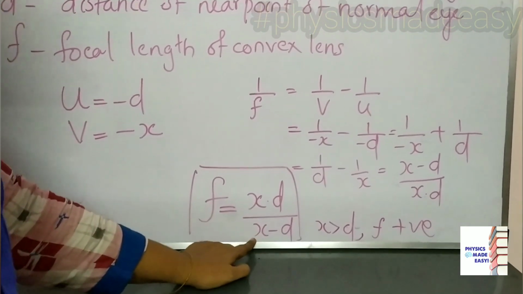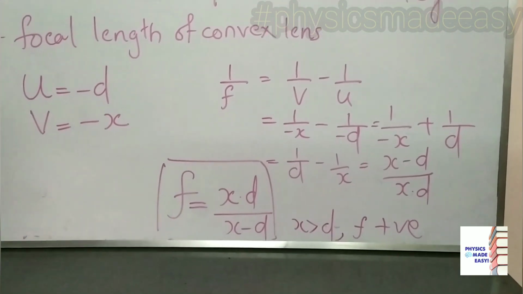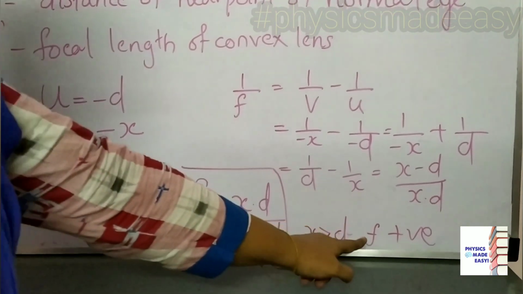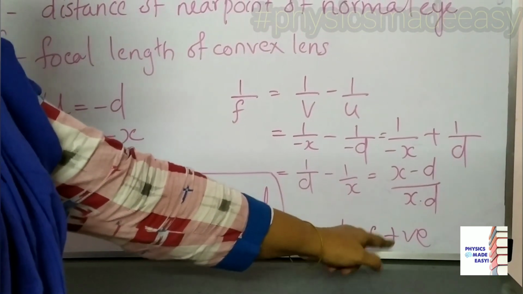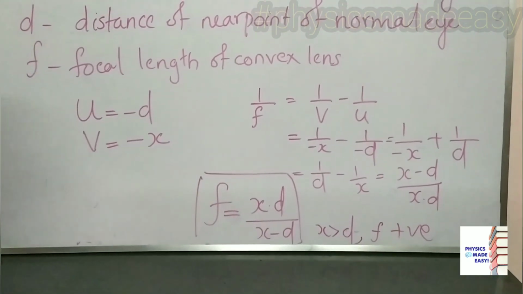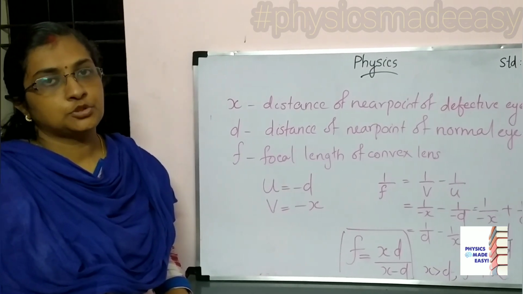You know this x will be greater than d. The near point of that hypermetropic eye will be greater than 25 centimeter. So from that you can write that the focal length will be positive. If the focal length is positive, we can say that it is a convex lens. Next class we will discuss refraction through a prism.